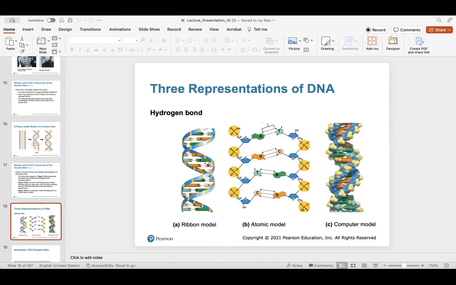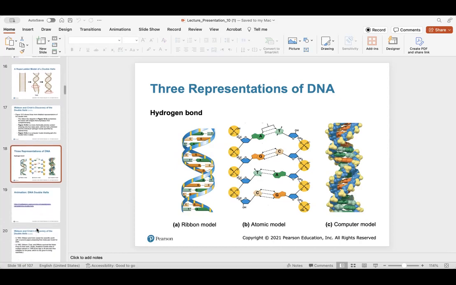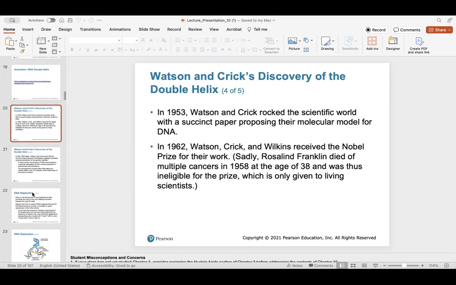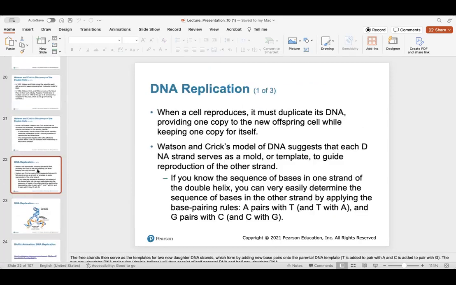We have a ribbon model showing the hydrogen bonds. Then we have the atomic model and the computer model. This atomic and ribbon model are showing how the nitrogenous bases will be complementary paired up, and they will be held together in order to make that ladder-like structure. So that's a little bit about DNA.